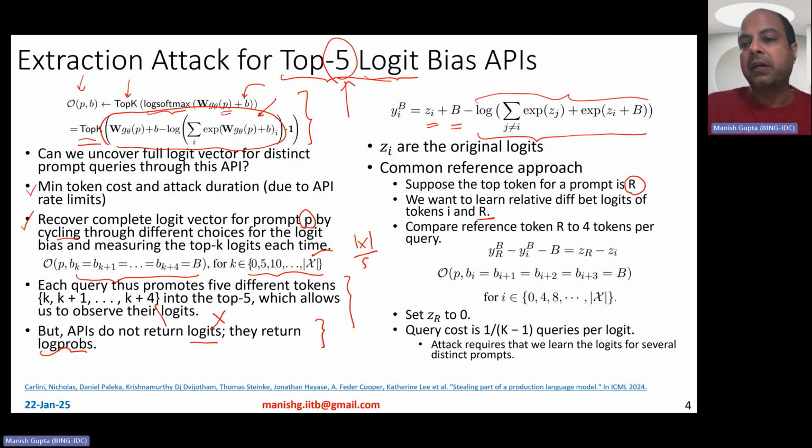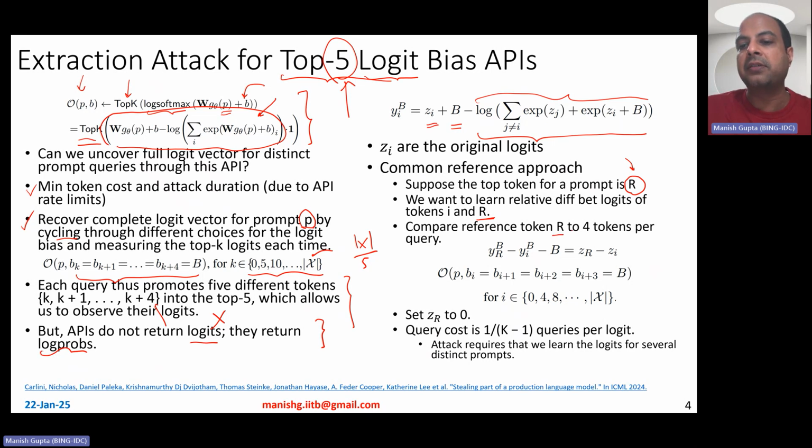Okay. So remember, R is not a random token. It's basically the token which the LLM would predict naturally with the highest probability without any logit bias. So what you want to do is to learn the relative difference between the logits of token I and R, and you want to compare the reference token. And the way you do this is as follows.